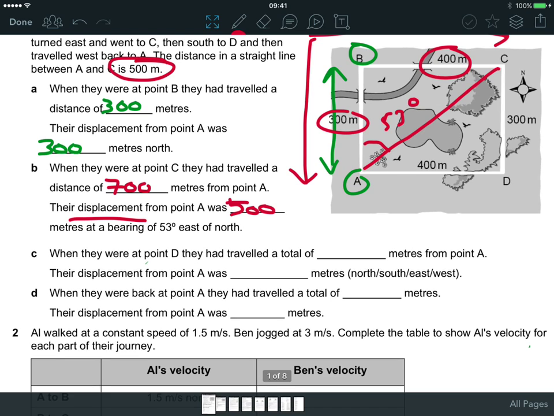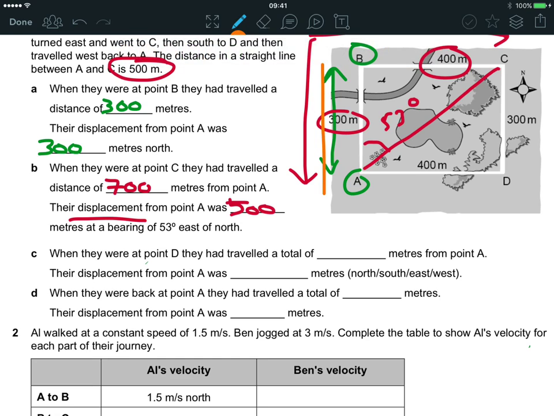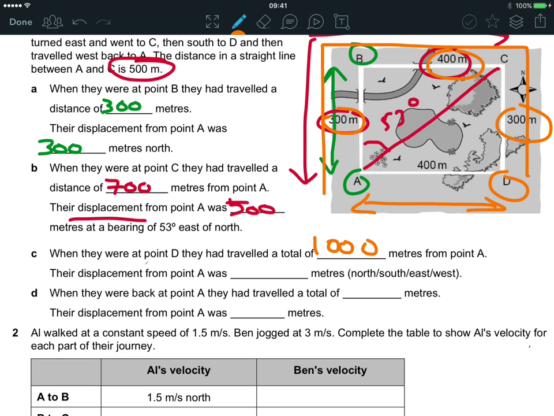Let's move up to question C. When they are at point D, they have travelled a total distance of how many metres? So now for point D, we are expecting to go all the way up there, there and down again. So it's going to be 300 plus 400 plus 300, which is going to be 1,000 metres. Okay. Their displacement from point A, so at that point, how far are they? What's the shortest distance between them and point A? That's going to be 400 metres. You can see it's just the width of that rectangle at the bottom.